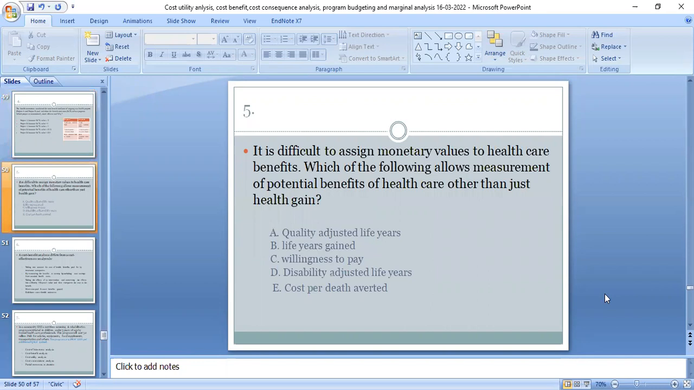It is difficult to assign monetary values to healthcare benefits. Which of the following allows measurement of potential benefits of healthcare other than just health gain? Quality adjusted life year gain, willingness to pay, disability adjusted life years, or cost per death averted? C is the correct option, the willingness to pay model.